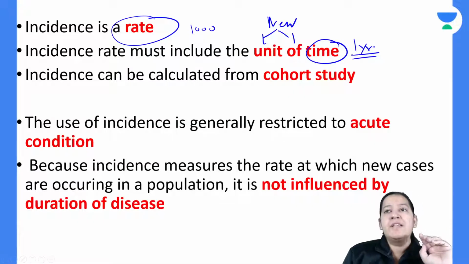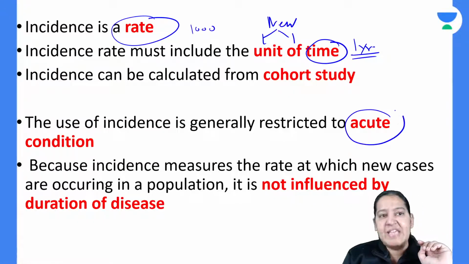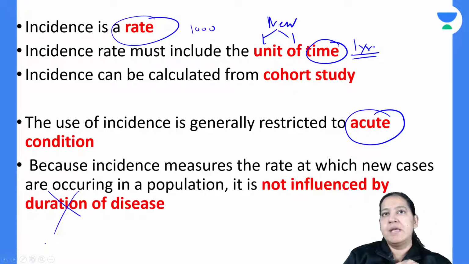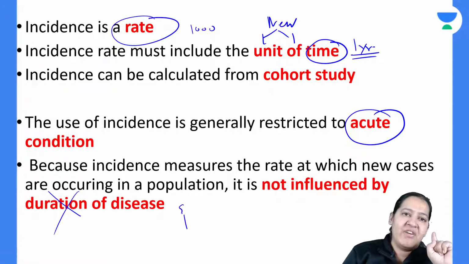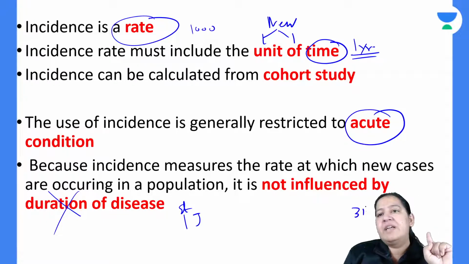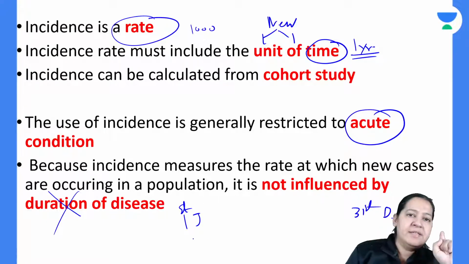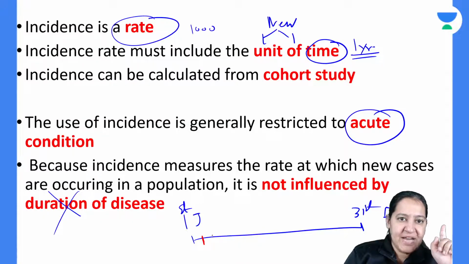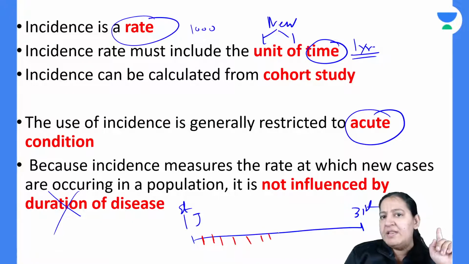It is usually calculated for acute disease, not chronic disease, and it does not depend on the duration of disease. I am looking for the new cases. This is 1st January and this is 31st December, and this is the duration. So this is my new case, just suppose. This is my first case diagnosed, second case, third, fourth, fifth. These all are new cases.